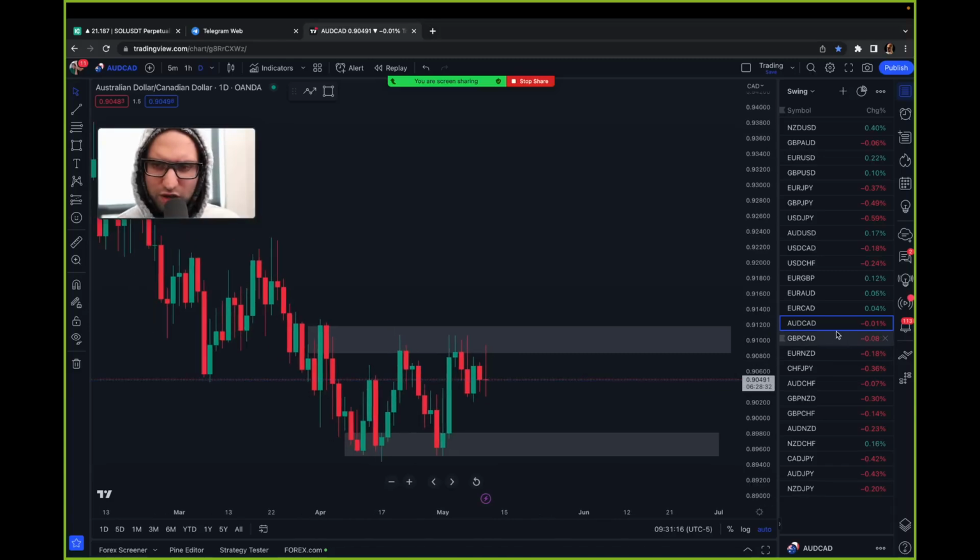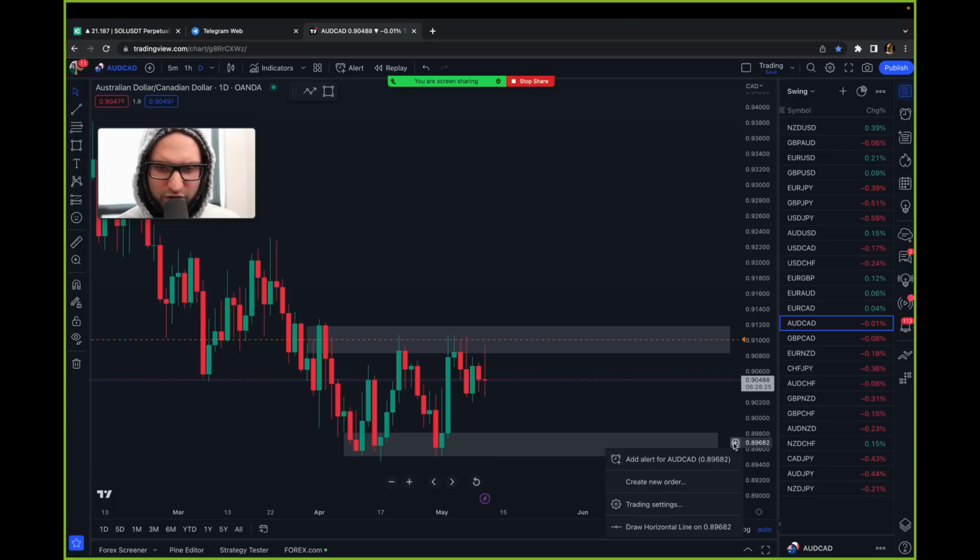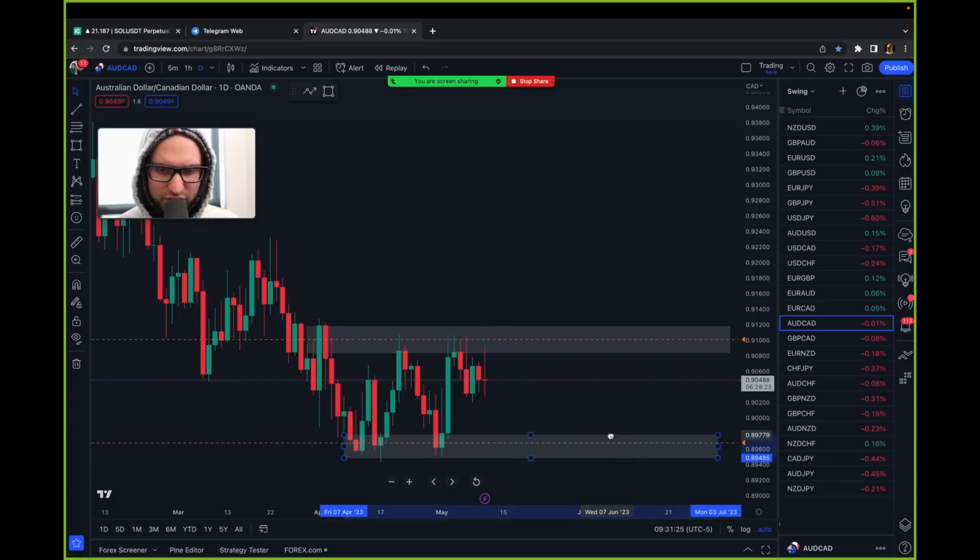AUD CAD. I'm going to set an alert here at this resistance again. Almost got there today, but didn't quite get there. And an alert at this support to buy if price gets down into that zone.